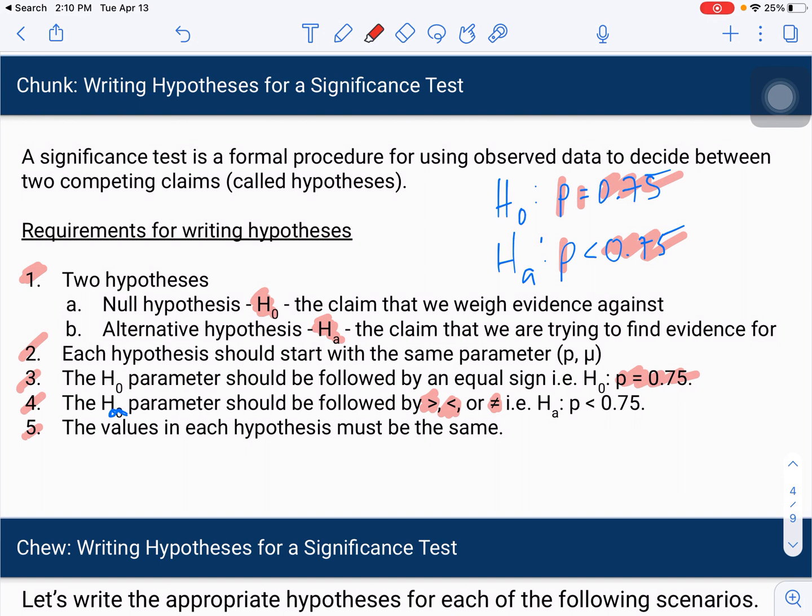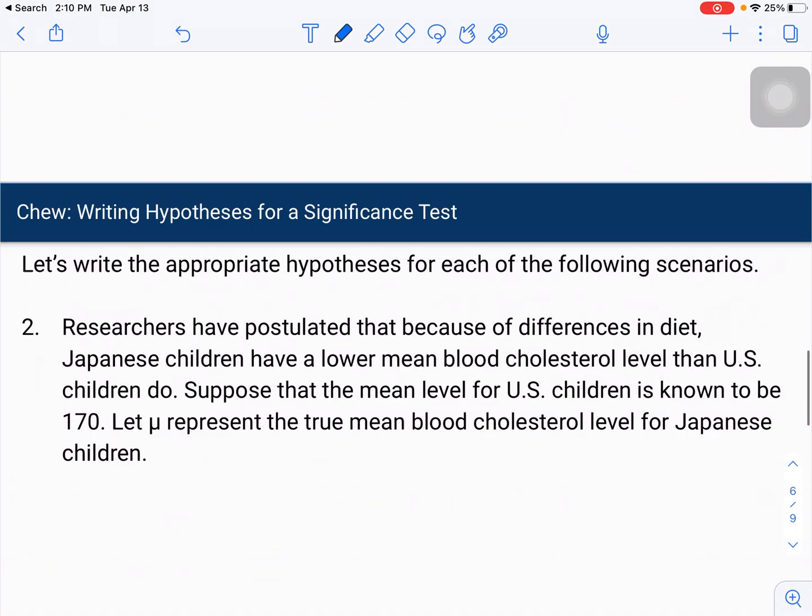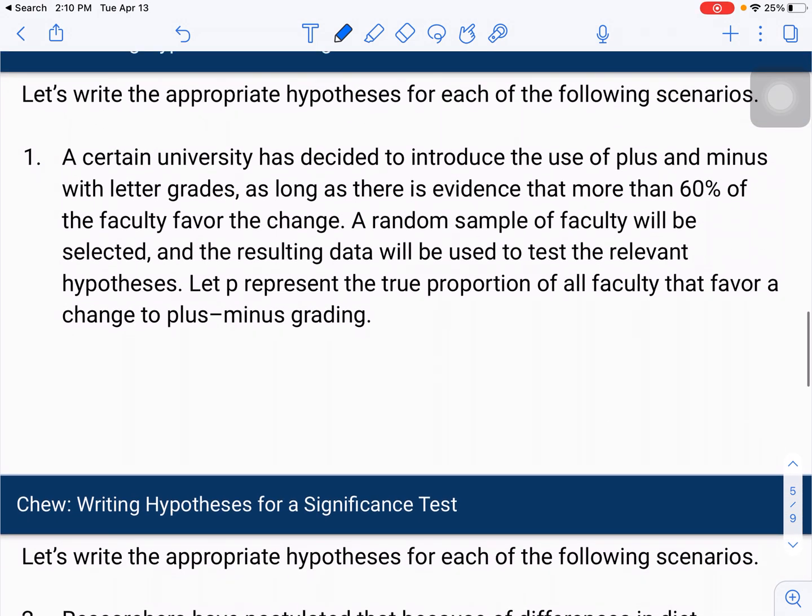All right, so let's do a couple examples. Let's write the appropriate hypotheses for each of the following scenarios. I have 3 scenarios here. I'll read through it, and I'll give you a minute to try it on your own, and then I'll go through how you actually write the hypotheses.